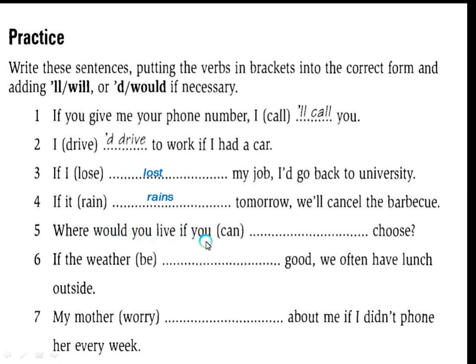Number 5. Where would you live if you could choose? Okay, and now here we have would, you, infinitive in a question. Would must be put in front of the subject plus infinitive. This one we call the second conditional. Where would you live if you could choose? Okay, if you could choose, but in fact you cannot choose. You didn't choose it, and you will not live anywhere.